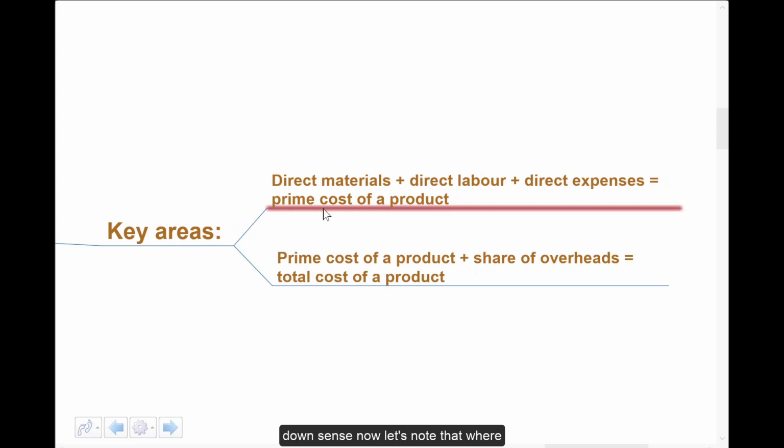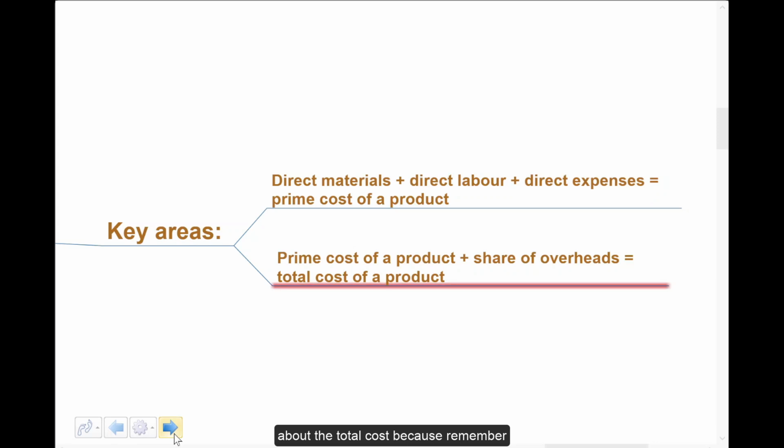Now let's note that where these areas, materials, labor, and expenses are direct, they're known as the prime cost of the product. Outside of that, when we think about the total cost, because remember, the prime cost isn't the total cost, because what we would add to the prime cost of the product is some form of share of overheads.